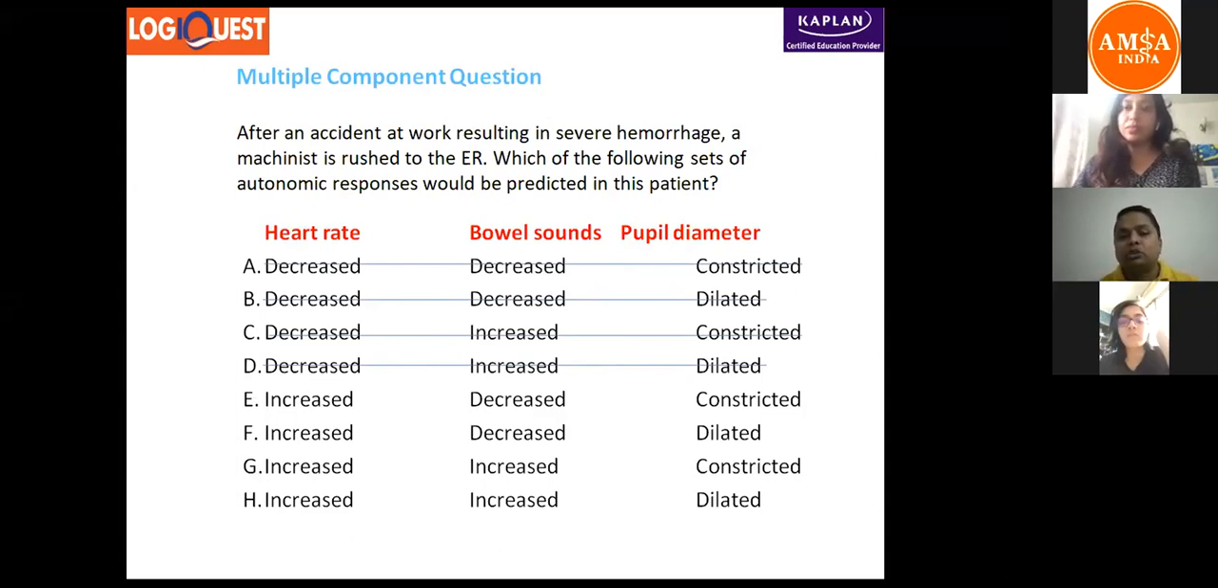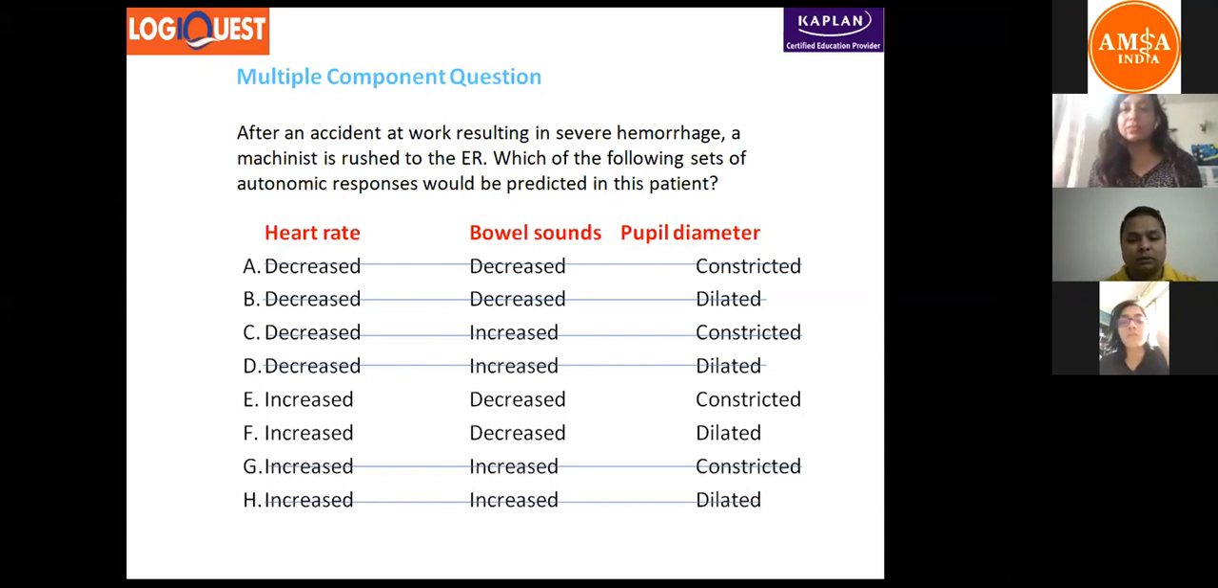Then what happens to the bowel sounds? Will it increase or will it decrease? Okay, guys, what do you think? By the way, everyone who has responded also said heart rate would increase. So good job, guys. What about bowel sounds? Increased or decreased? Okay, most people are saying decreased. Bowel sounds would decrease? That's what the chat says, yeah. Which means the G and H would be eliminated, right? Right, good job, guys.